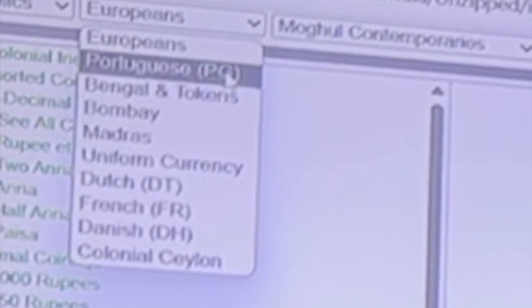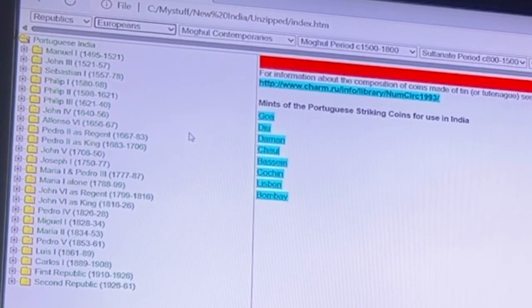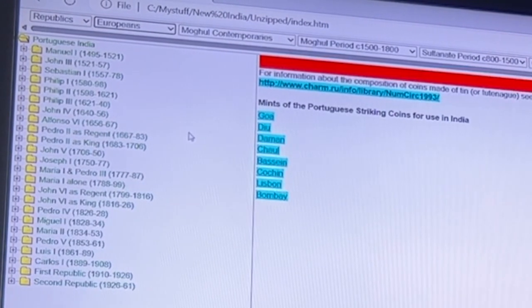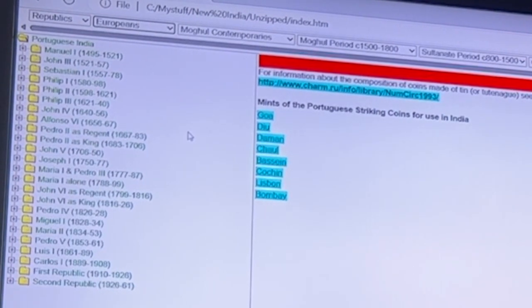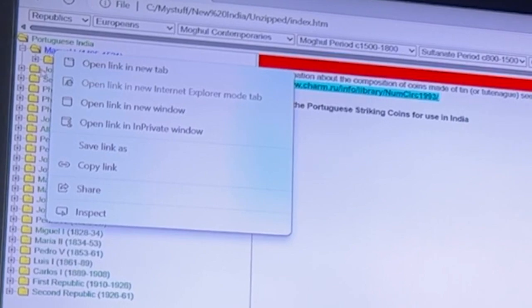The earliest, of course, were the Portuguese, who had lots of rulers. These are all the Portuguese rulers. They're the rulers of Portugal, not local rulers. They had local governors as well, but I haven't bothered with them. And they have jolly interesting coins, actually. They've got several mints, as you can see here. I won't go into that too much, but just to have a look at some of the coins.